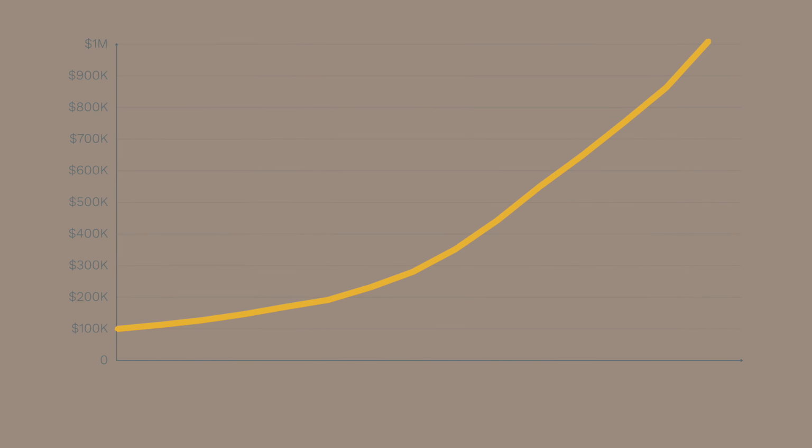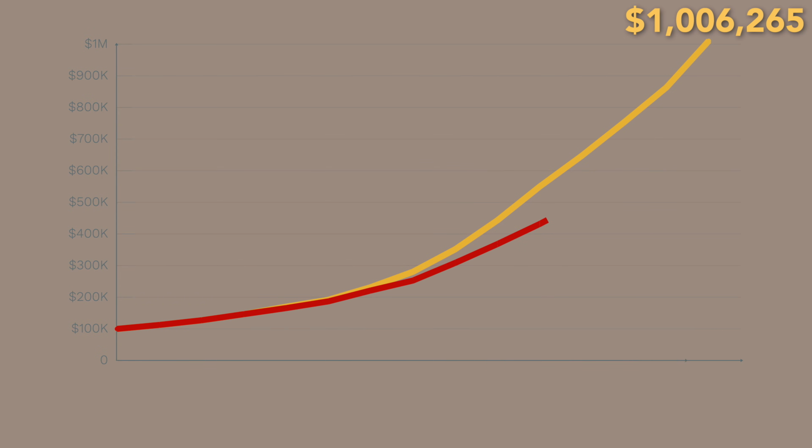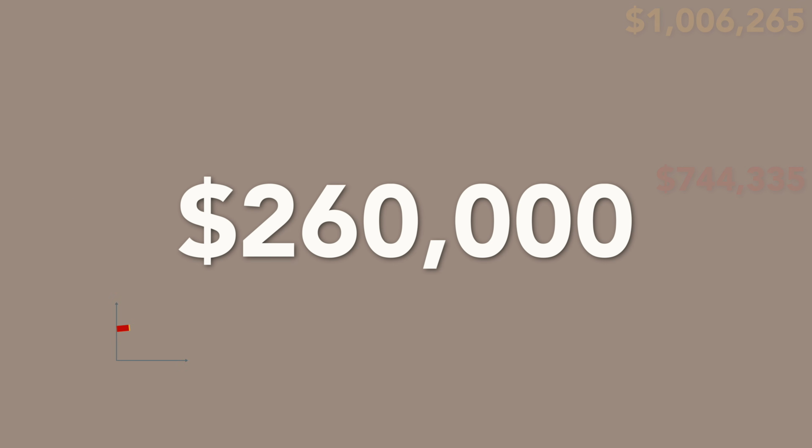Here's a clear example. Imagine you invest $100,000 and earn an 8% average annual return over 30 years. Without tax drag, your investment would grow to $1,006,265. But with just 1% tax drag, your final balance drops to $744,335. That single percentage point in taxes costs you over $260,000 in potential wealth over those 30 years.